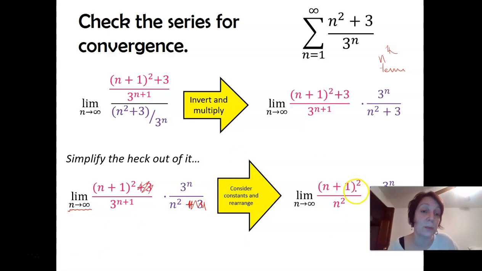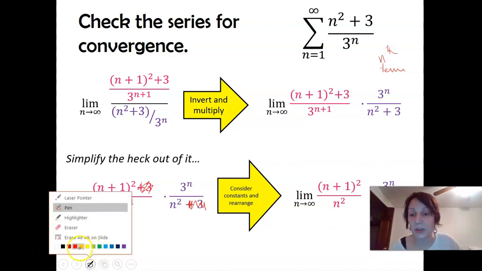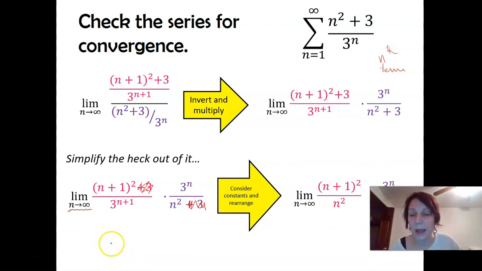So notice my n plus 1 squared is in a fraction with my n squared, and my 3 to the n is in a fraction with my 3 to the n plus 1. You don't have to write it like this. For me, it makes it really easy to see the simplification. So we talked, back in chapter 2, about how when you have something like this, a second power polynomial over a second power polynomial, this is going to go to 1.